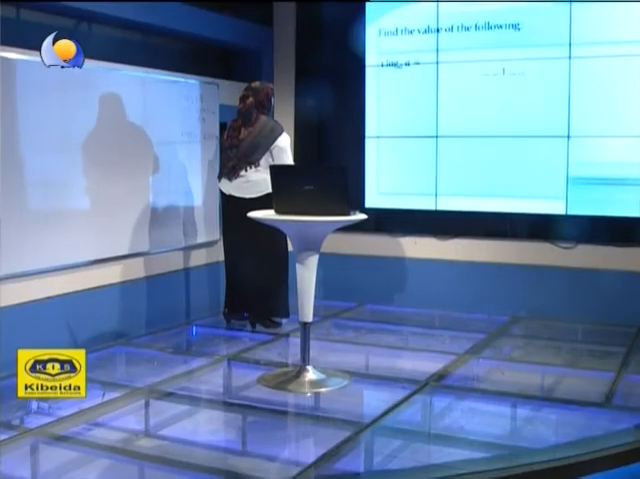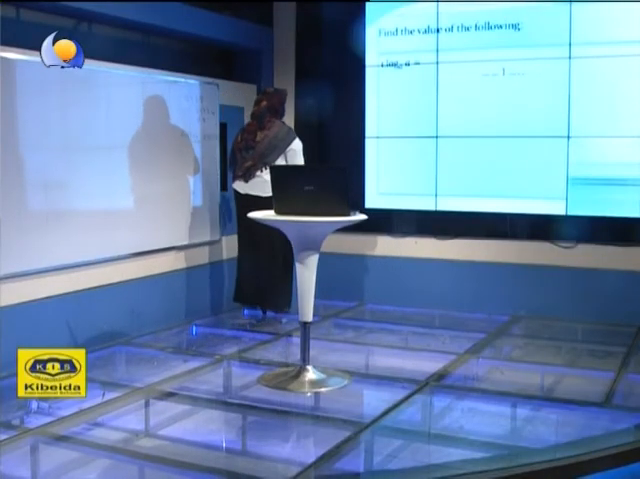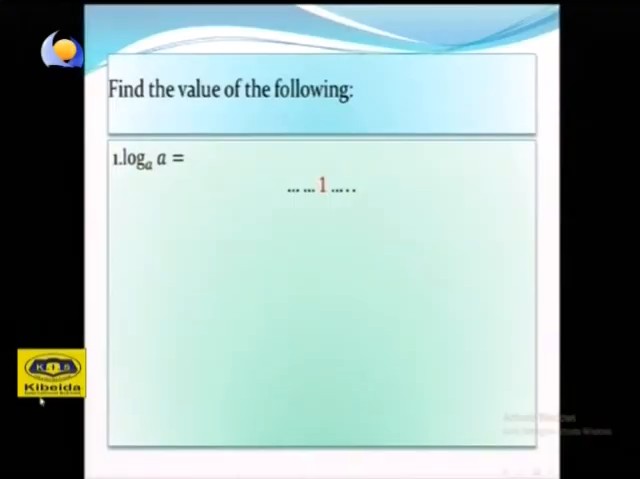Find the values of the following. This is very important. If I have log a for the base a, the argument and the base are equal. That means if I raise the base to what power will give me the same base? And this is the one for sure: a to the power 1 equals a.